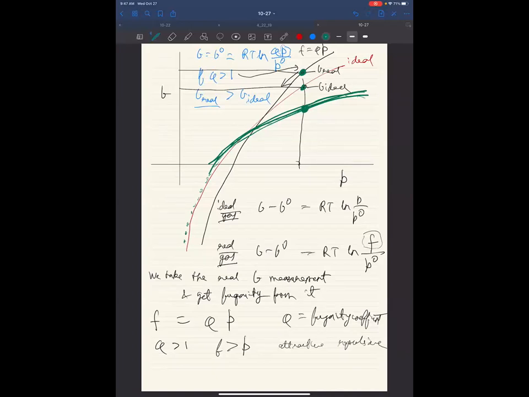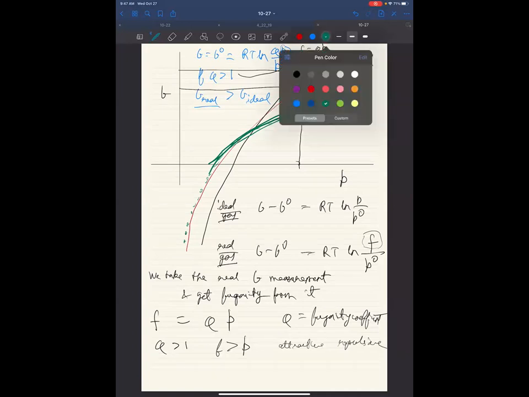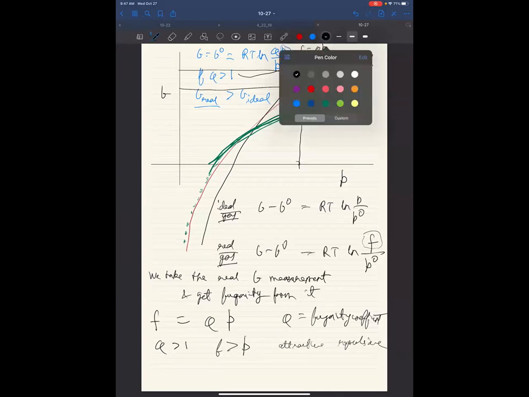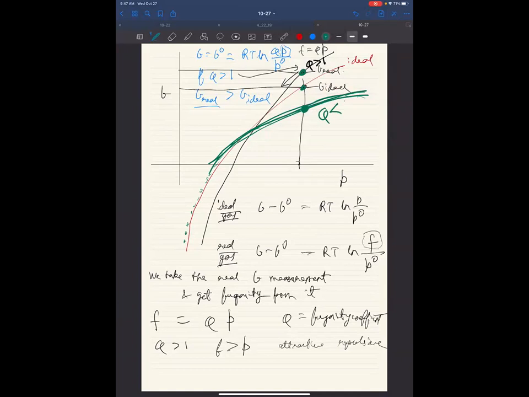If you have phi more than 1, you are on the black curve. If you have phi less than 1, you are on the green curve. Phi more than 1 says that your free energy at that pressure is higher than ideal gas. Phi less than 1 says your free energy at that pressure is lower than ideal gas. So this one means attractive forces dominate. You want to get closer than an ideal gas, while this one says repulsive forces dominate. You want to get further.